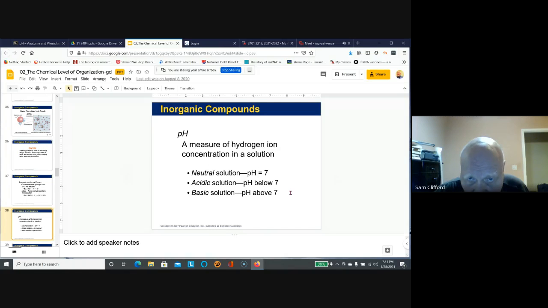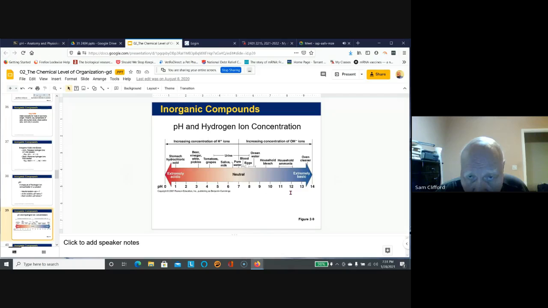We talked about this already. So make sure you recognize that 7 is neutral. Extremely acidic is around pH 1, extremely basic is at the other end. Read through what substances have what pH. The body's pH is around 7.34.